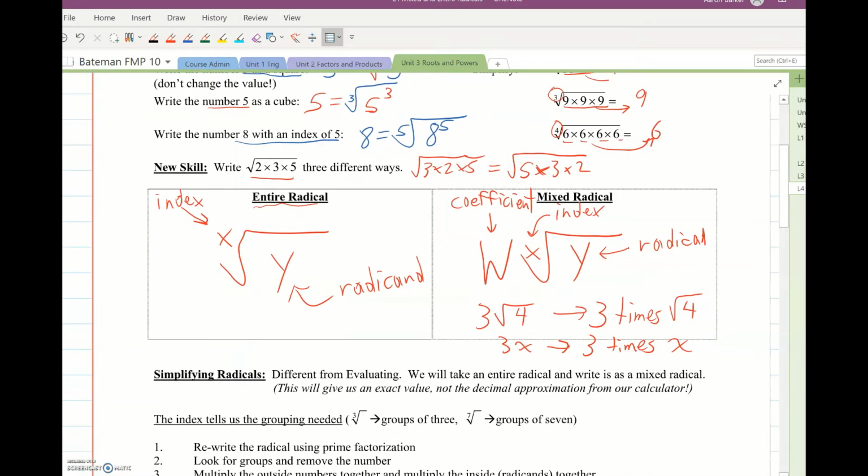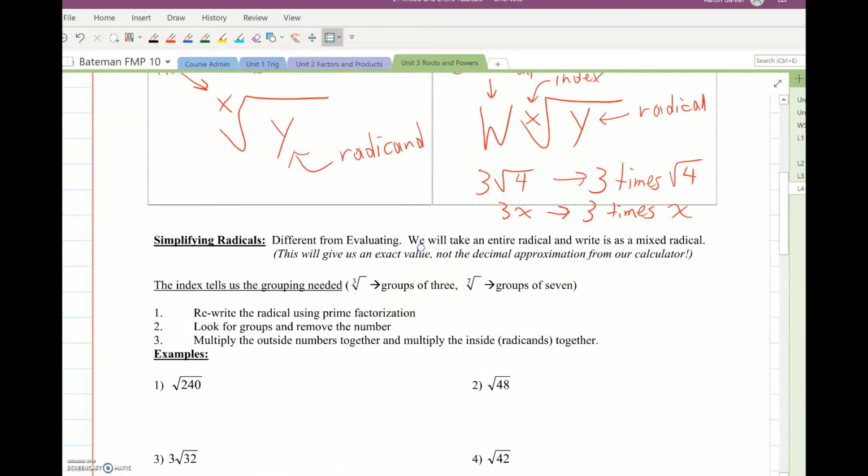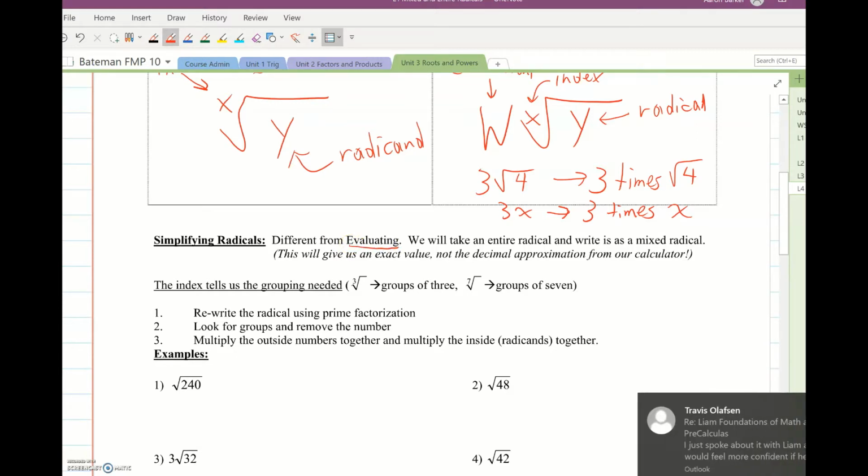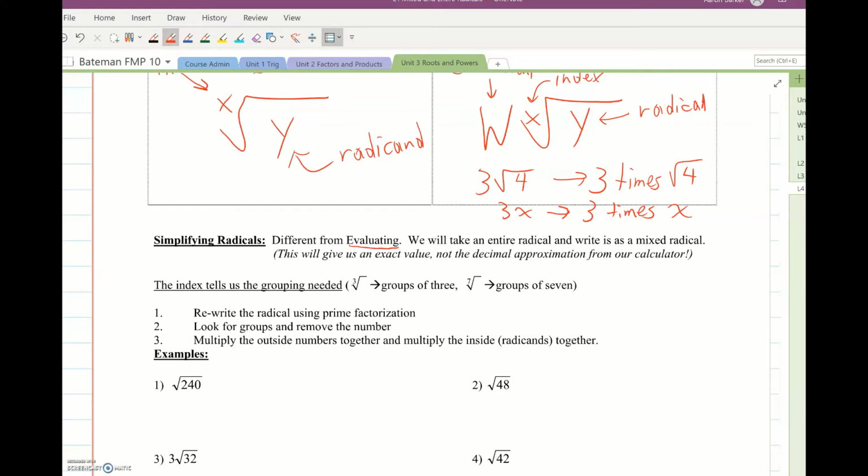So we're going to now go back and forth. We're going to do what we call simplifying, okay? So simplifying is different than evaluating. When we're simplifying, we'll take an entire radical and we will try and move everything out. This will give us an exact value. What's the difference? Evaluating is going to give us a decimal answer.